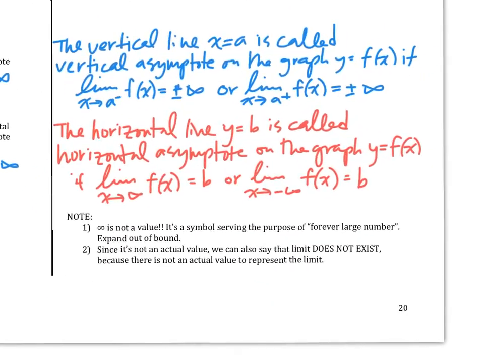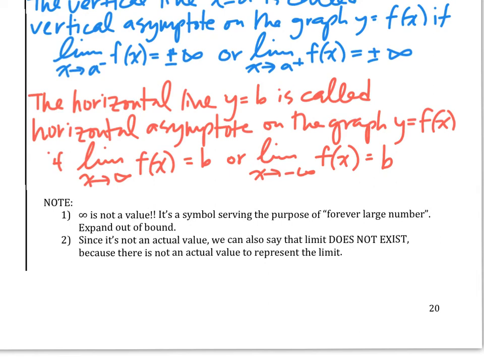All right, and just a reminder, infinity is not a value. It just means forever large or expanding out of bound. So we never say that these two limits are both going to infinity, so they must be the same number. That is not true. We're just saying it's a very, very big number. We don't know what it is. And since it's not an actual value, we can also say that the limit does not exist. So when you're calling something a vertical asymptote, you can say that when x is going to this number, the limit goes to infinity, or you can just say it does not exist.